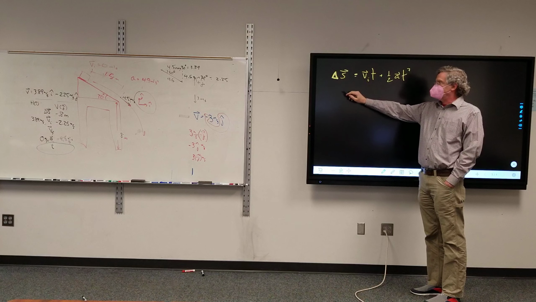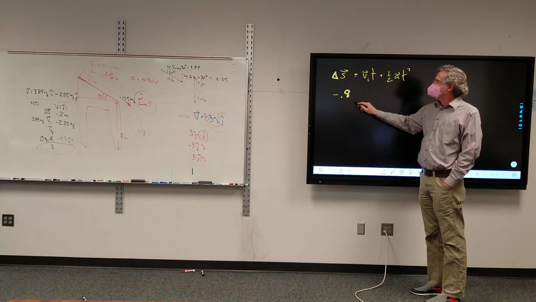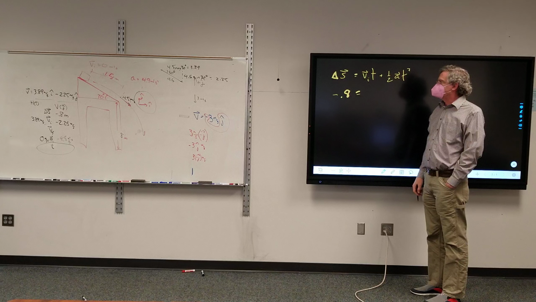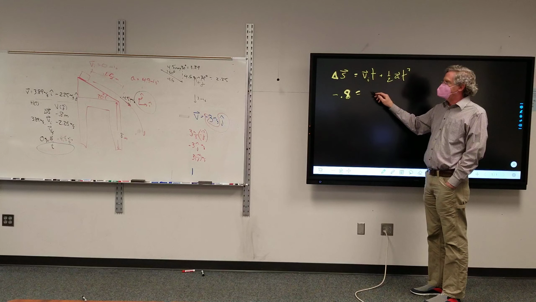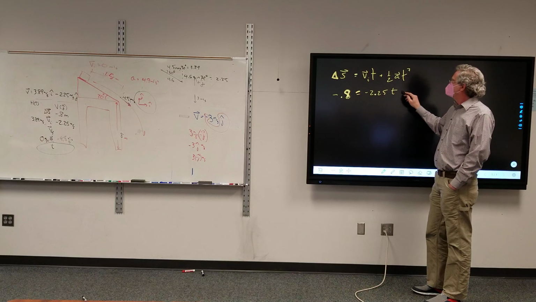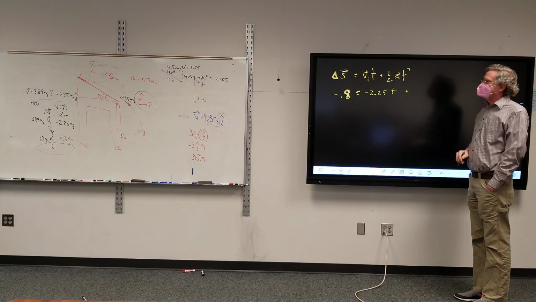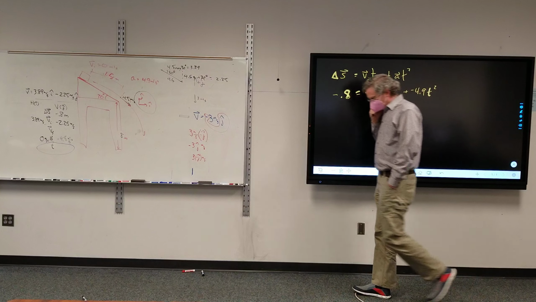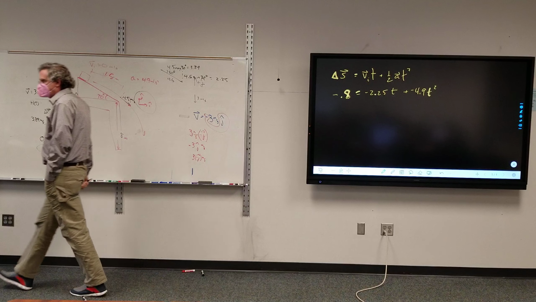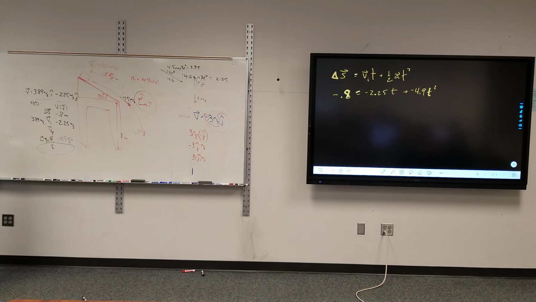And so what's my displacement? Negative 0.8 equals negative 2.25, 4.9, or negative 4.9. And now solve for time. It's a math problem.